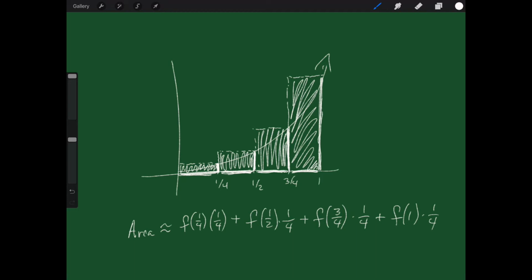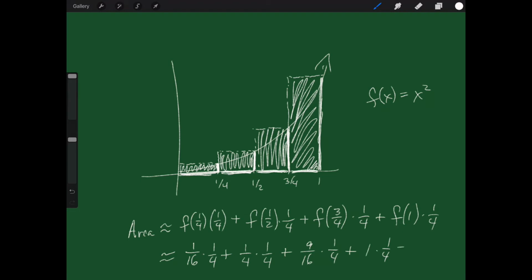Okay, put this all together. Remember that the function here is f of x equals x squared. So f of 1/4 is 1/4 squared, or 1/16, times 1/4, plus f of 1/2 is 1/4 times 1/4. f of 3/4 is 9/16 times 1/4. And finally, f of 1 is 1 times 1/4. Okay, and we could add all of that up, and what would we get?